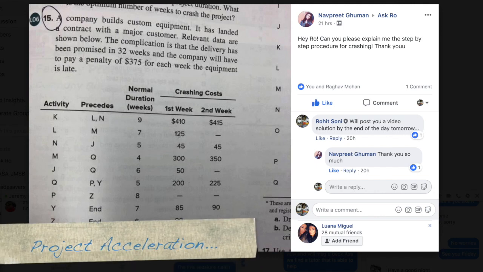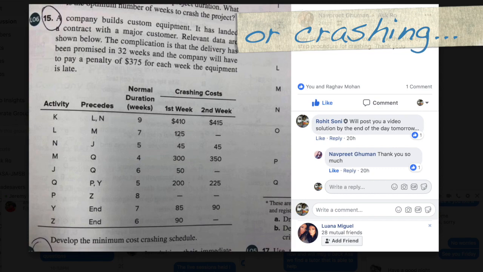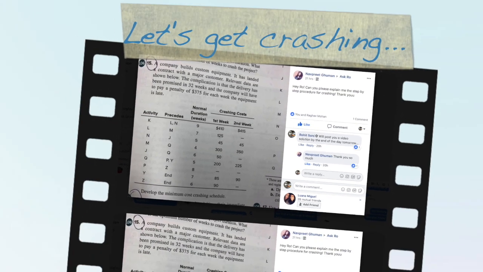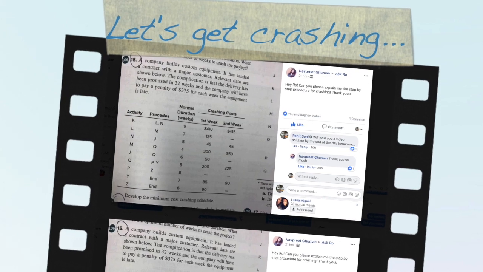So this is a very typical project acceleration or crashing question that I would expect to see on our midterms. Let's have a look together as to how we should approach this type of problem. Whenever we're faced with a crashing question, the very first step is to draw out a project network diagram if one hasn't been offered to you, and to evaluate the current duration of the project.